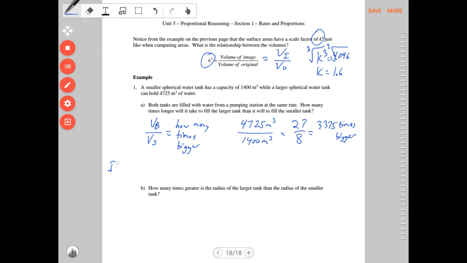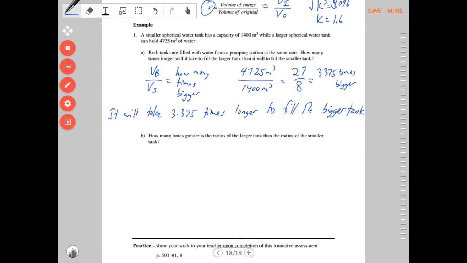So I guess we should make a sentence here. It will take 3.375 times longer to fill the bigger tank. Awesome. And then B says, how many times greater is the radius of the larger tank than the radius of the smaller tank? So remember, these are spheres. The volume of a sphere, if we look back on that other page, is 4/3 pi r cubed.